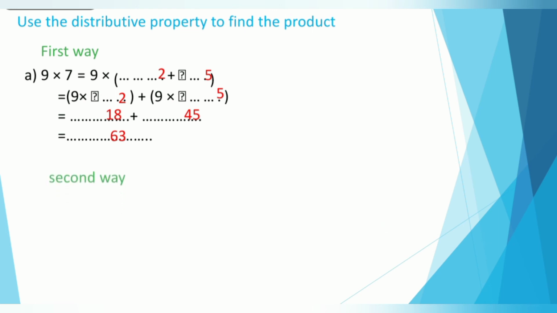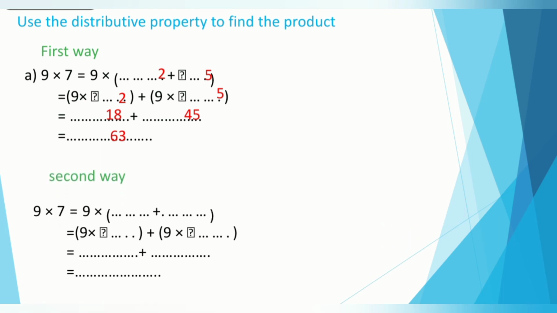I want to solve this example another way. How? Choose any number smaller than 7 except 2 or 5. Yes, okay, I will choose 6. This 6 wants to get back to 7. After 6, 7. How many fingers? 1. I will divide the 7: 7 will be 6 plus 1.